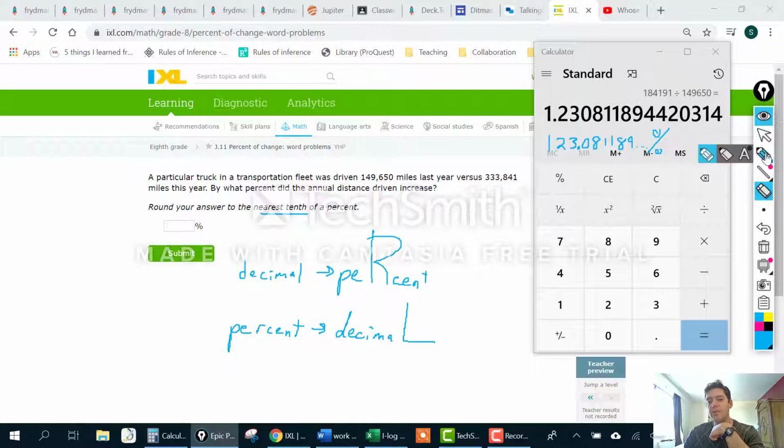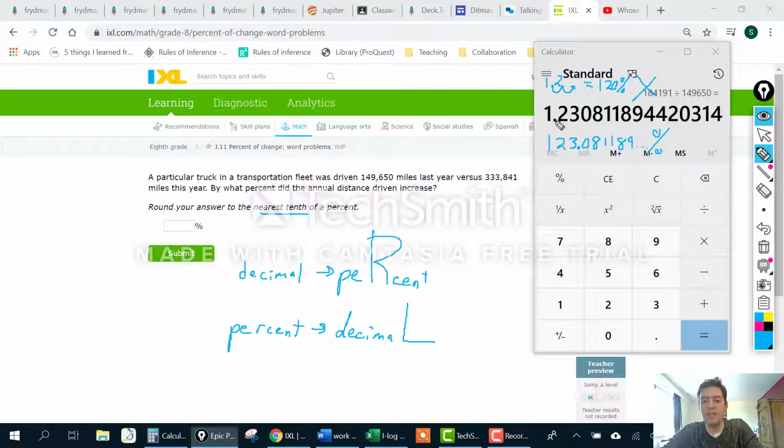Or maybe they would say 1.2, which is in decimal form, and then move the decimal point 2 spaces to the right, and say they would turn that into 120% in percent form. But you can't round before you move the decimal. You have to move the decimal first and then round. Okay, so this answer over here would be incorrect.